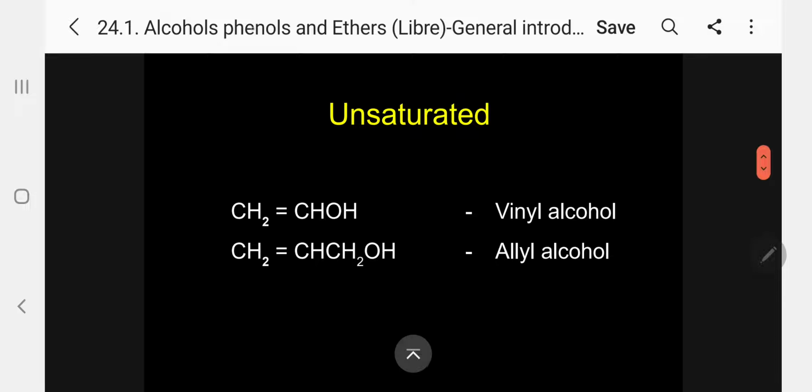Coming to unsaturated, I have already discussed this is vinyl alcohol, this is allyl alcohol. Kindly follow. These groups are called the vinyl and allyl groups. So if it is chloride, vinyl chloride. If it is OH, vinyl alcohol. In the same way, allyl chloride, allyl alcohol. So these are the important points, the common names.